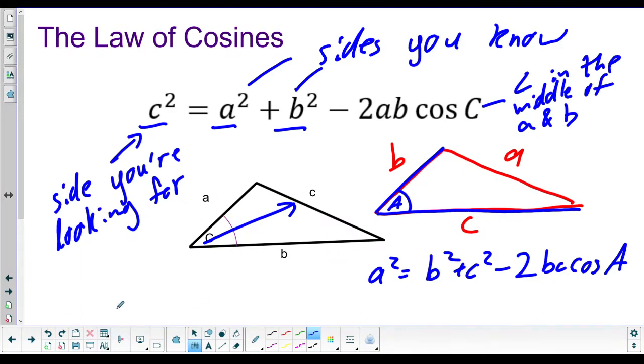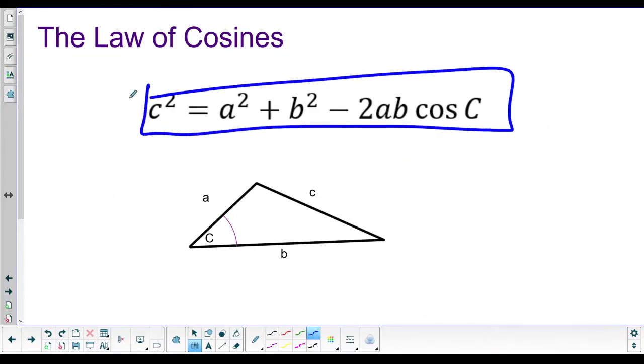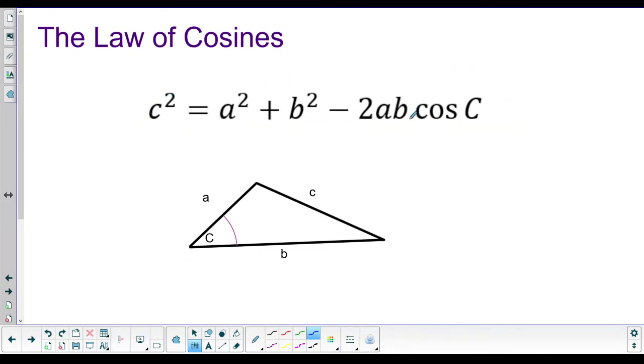I believe on the examples we have today, I have not labeled them A, B, and C yet. So I'll help show you how to label them correctly. The important thing is the thing you want to find goes all by itself. The stuff you know goes on the other side. Good? All right. So this is the law of cosines. This is how you're going to see it if you look it up, I believe. There are different versions, right? There is the a squared equals b squared plus c squared version I just showed you.